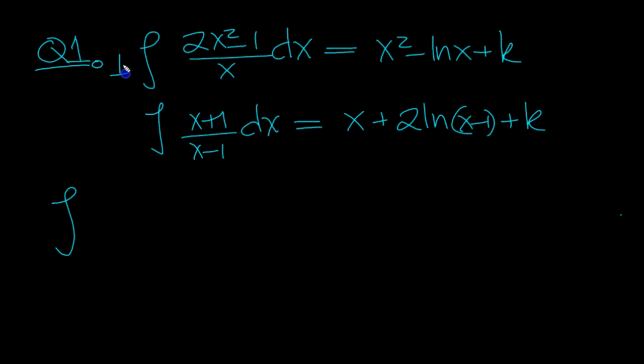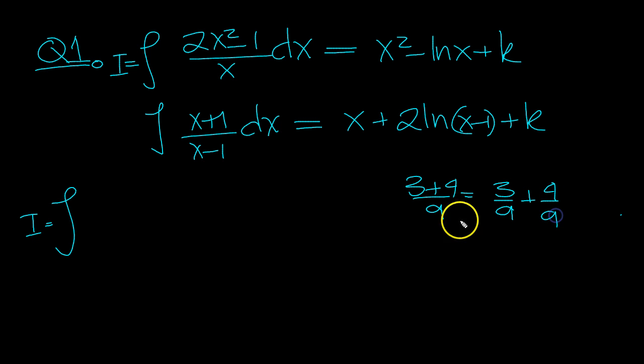So I'll call this I. So I equals then. When you split up a fraction, 3 plus 4 over 9, you can write the first term over what's underneath, plus the second term over what's underneath. So we do the same thing here. The first term over what's underneath, plus the second term over what's underneath.